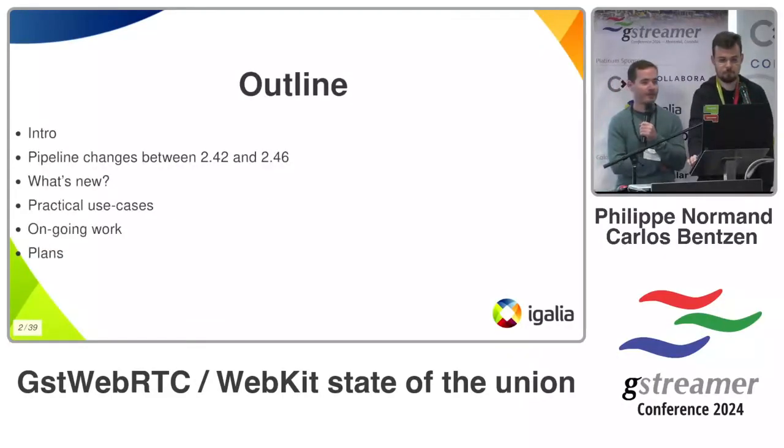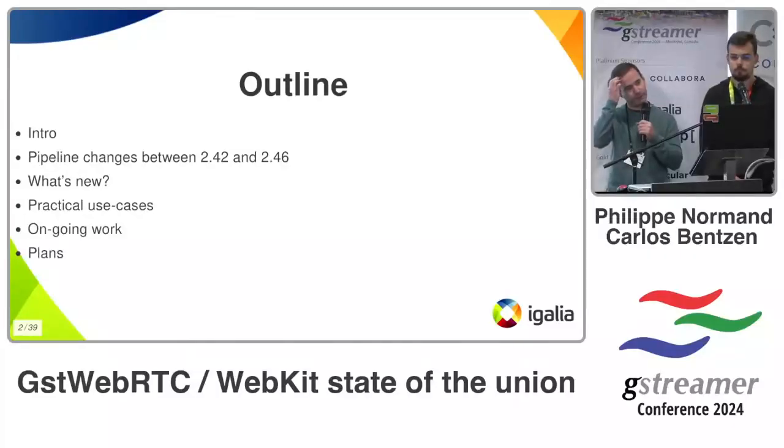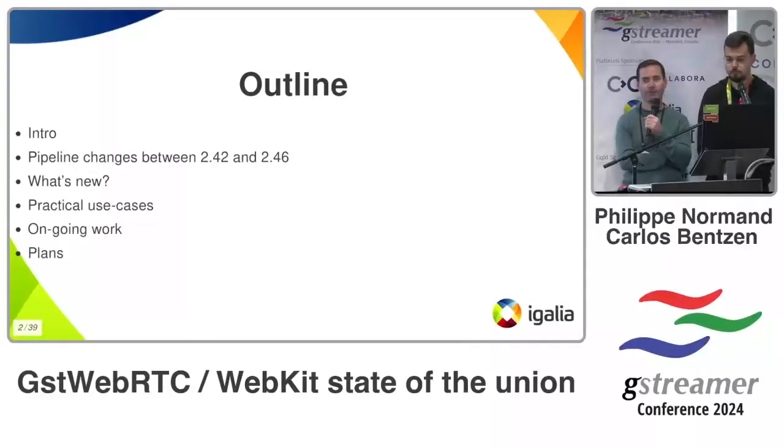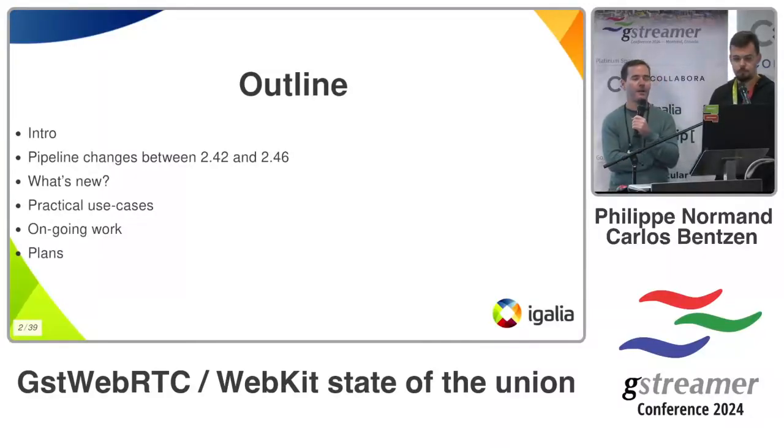So let's see what's the outline of the talk. After a first, really brief introduction, we'll talk about the changes we made on the pipeline in WebKit regarding WebRTC between the last stable release, which was 2.42, and the new one, which is 2.46. We'll talk about what's new in the backend. Then we will have some videos about the practical use cases we've been focusing on the last year. And then we'll talk about the ongoing work, the tasks we are working on currently, and then the plans for the future.